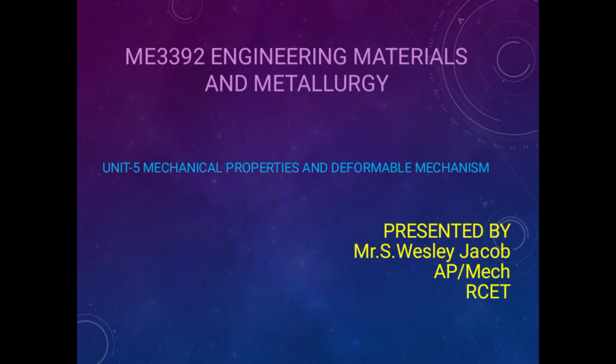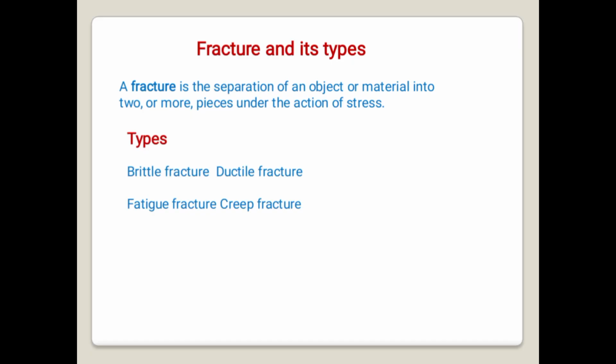In this video session, I am going to deal with the subject Engineering Materials and Metallurgy, subject code ME 3392, Unit 5, Mechanical Properties and Deformable Mechanism. In this video session, we are going to discuss the topic fracture and its types.